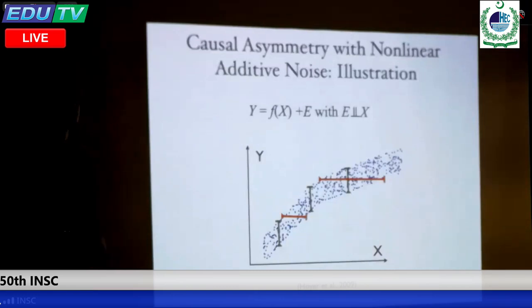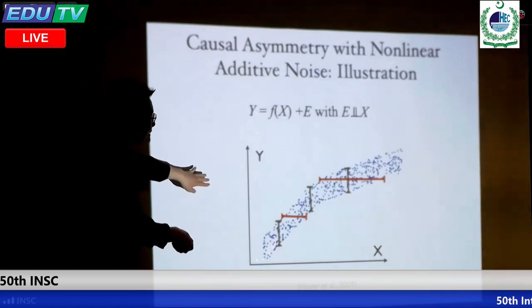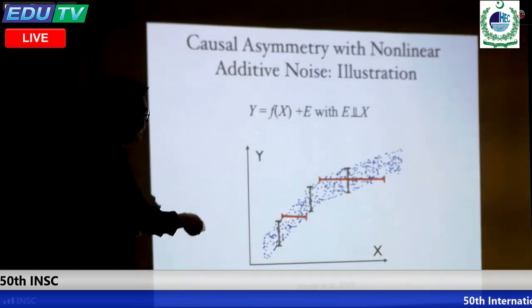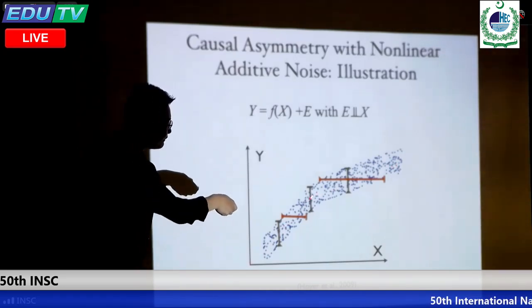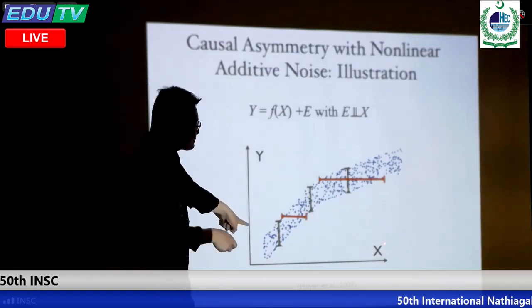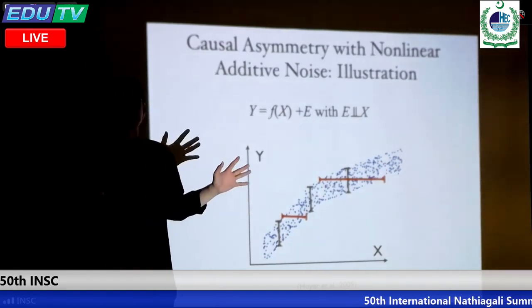Interestingly, the same thing holds true even if you use a nonlinear regression model. Here, I generate y from x. Y is a nonlinear function plus noise. To make it very simple, I just use a piecewise linear function. This is a nonlinear function, right? Y equals a nonlinear function of x plus noise. So if you look at y from x's perspective, you can see the noise is independent from x.